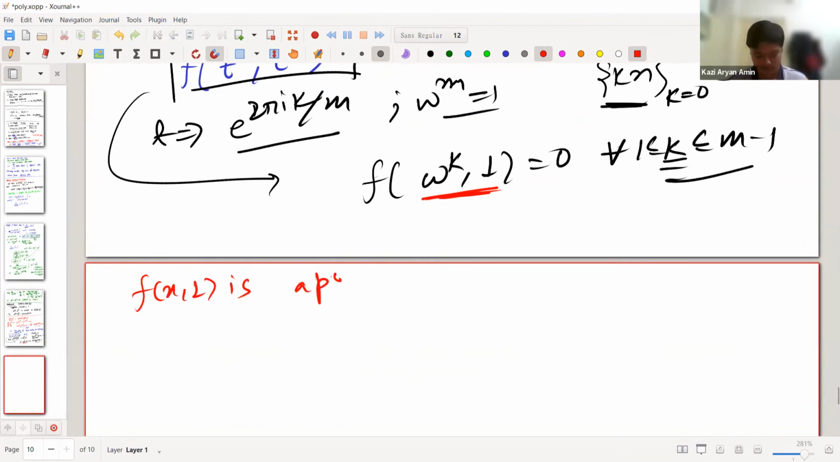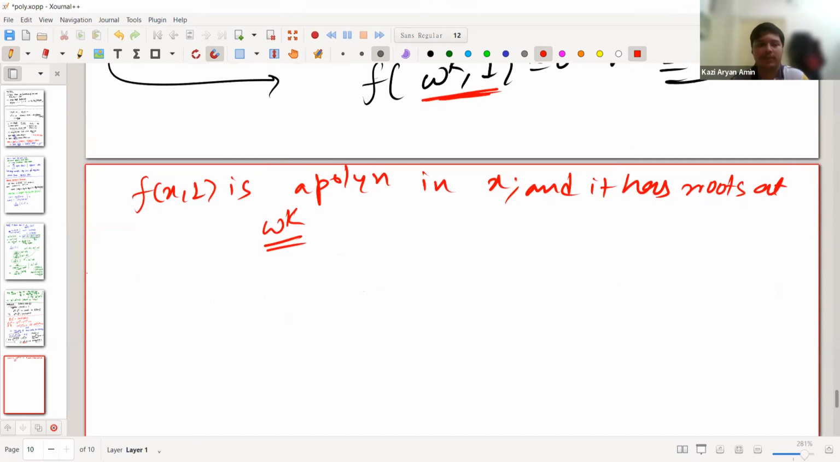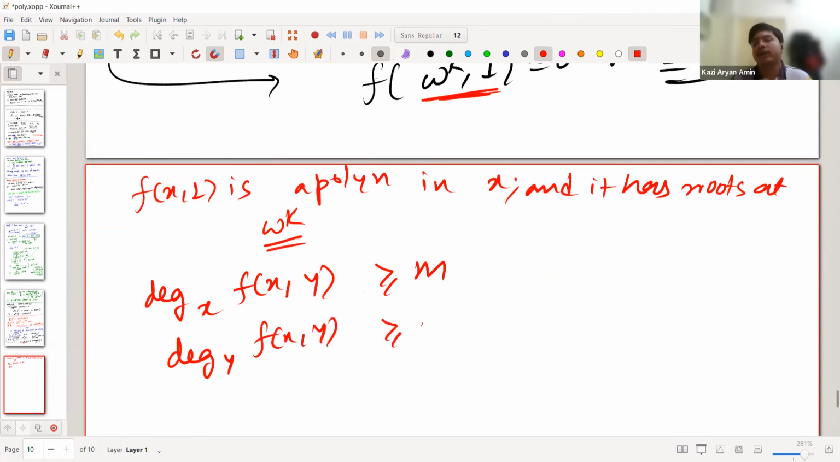So now think about it. f of x comma 1 is a polynomial in x, right? And we understand that it has roots at omega to the power k, so it has at least m different roots. So this basically means the x degree of f of x comma y is at least m. But similarly, the y degree of f of x comma y. What I mean by x degree is when you view f of x comma y just as a polynomial in x and view y as constant coefficients. Then what is the degree of the polynomial?